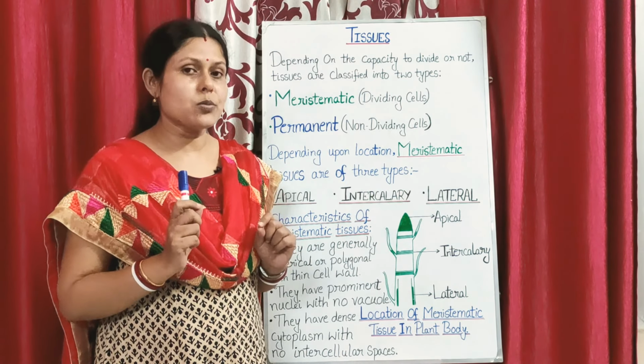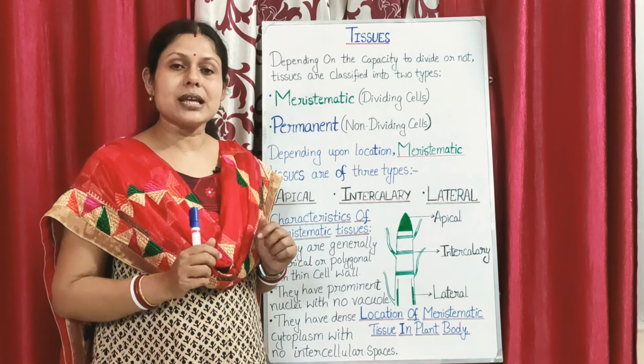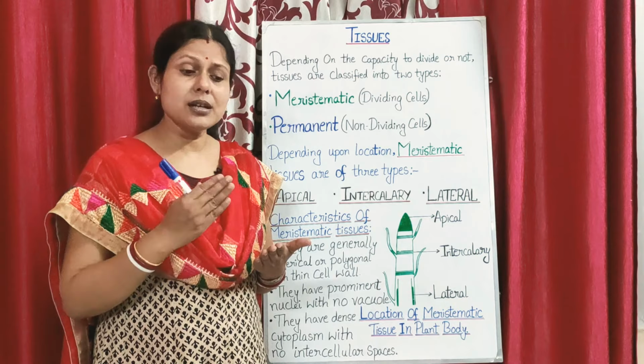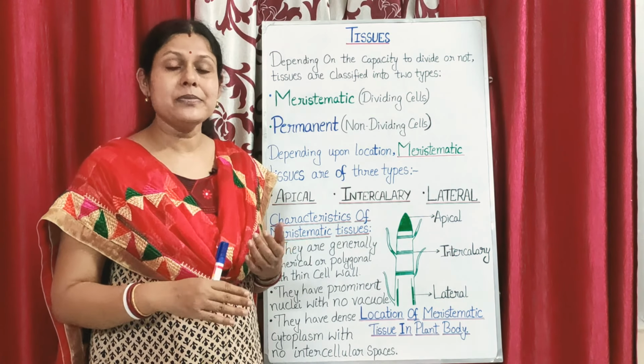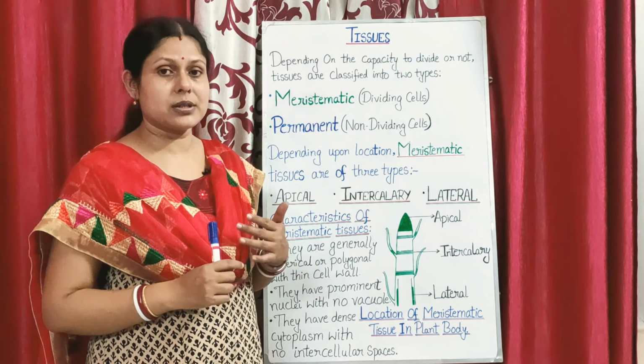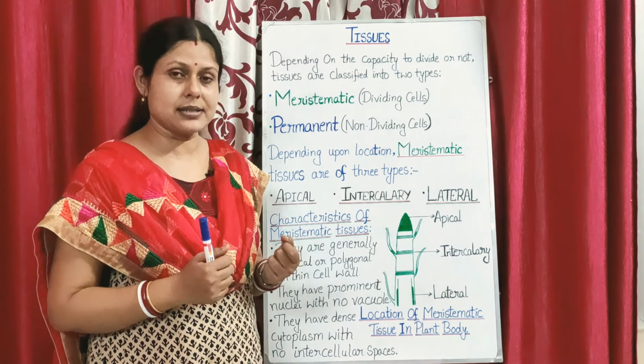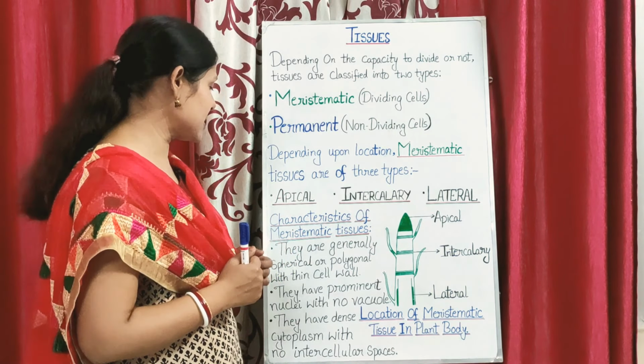The first and foremost thing is that the meristematic tissues are living, isn't it? They are living, that means they are having protoplasm in them. They are having all the cell organelles which are important for the plant cell to divide, because these are the dividing cells. So let us see the characteristics.